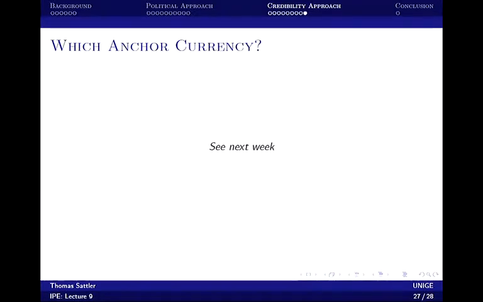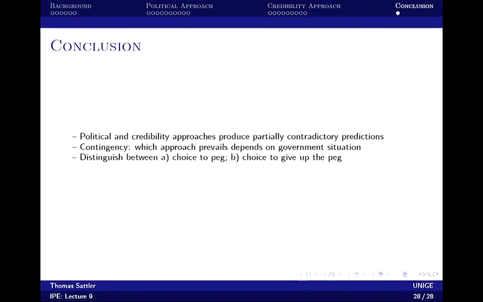Okay, I'll skip this. So to conclude, what we find here is that we have a political approach which looks at the political considerations of governments and the credibility consideration of governments. And to some extent, they come up with contradictory predictions. In the first part, we said left governments want more flexibility and are more likely to devalue. Now we just learned that under certain circumstances, left governments are less likely to devalue and want more stability.